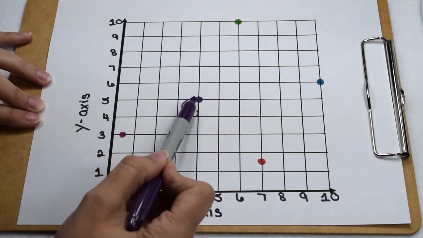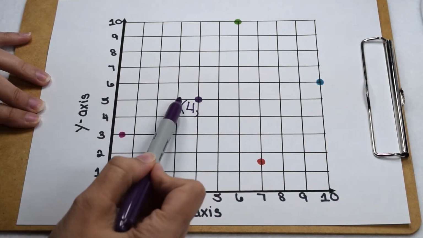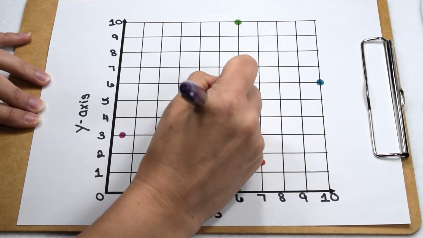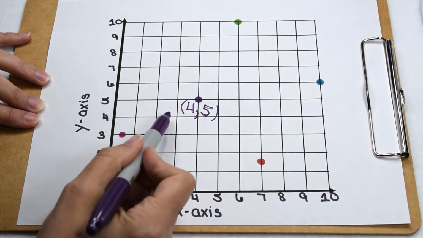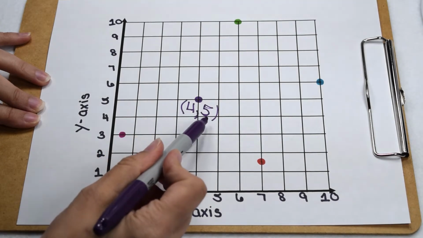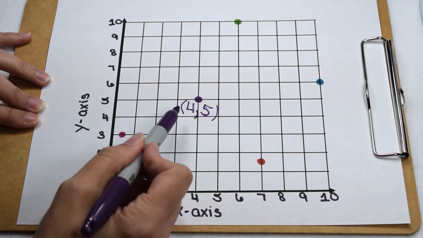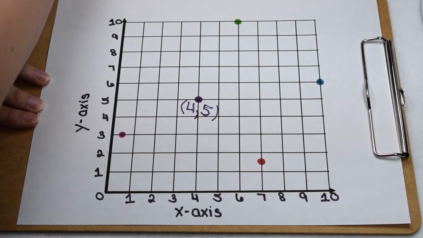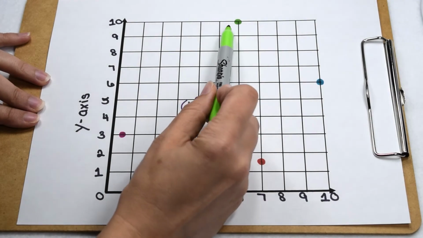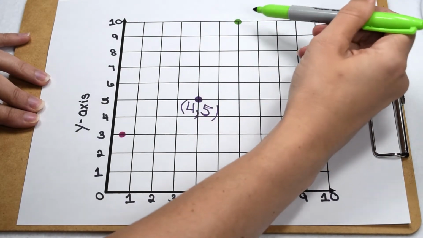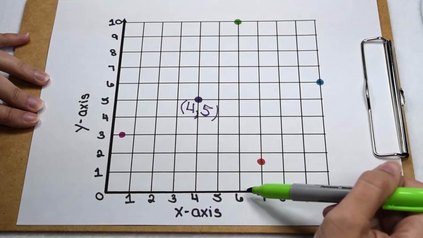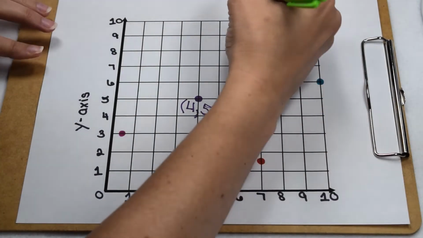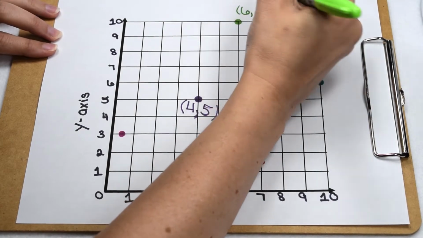We then check to see where it lines up on our y-axis. This point lines up with the 5 on our y-axis, so its y-coordinate is going to be represented with a 5. This point is going to be represented by the ordered pair (4, 5). Remember, ordered pairs are always inside a set of parentheses with a comma separating the x and y values. Next, let's focus on this point here at the top of our graph. For this point, we can check and see where it lines up on the x-axis, and we see this point lines up with the 6 on our x-axis. So its x-coordinate is represented by a 6.